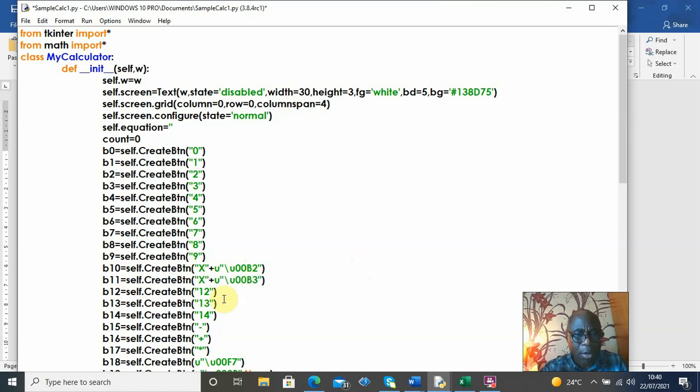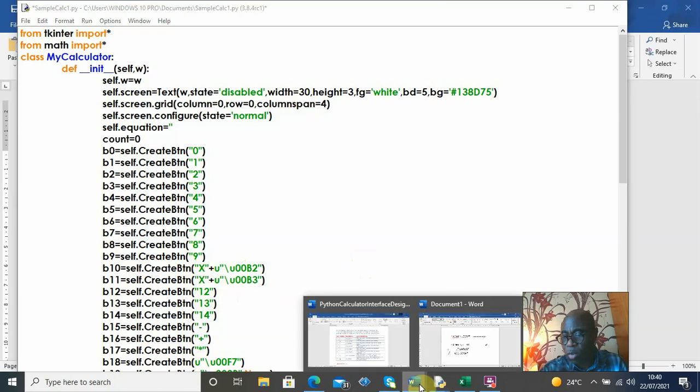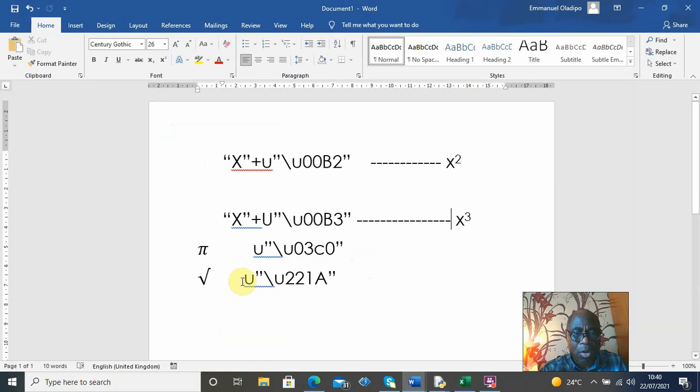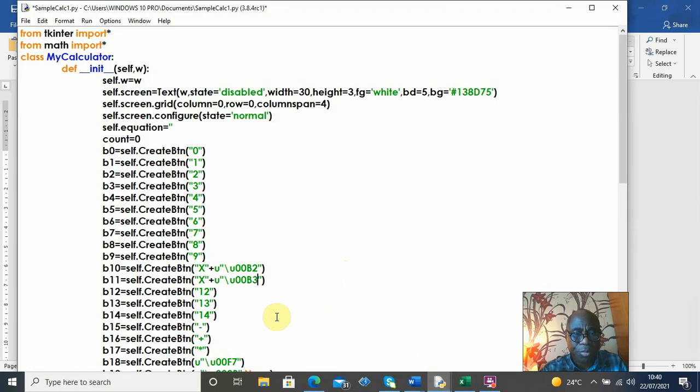Okay, and for my B12, like I said, we're going to be using it for the square root. This is what I wrote here, u221a. So I just copy that as well. Copy that and go to my Python, and delete the 12 and replace it just like that. U speech mark.